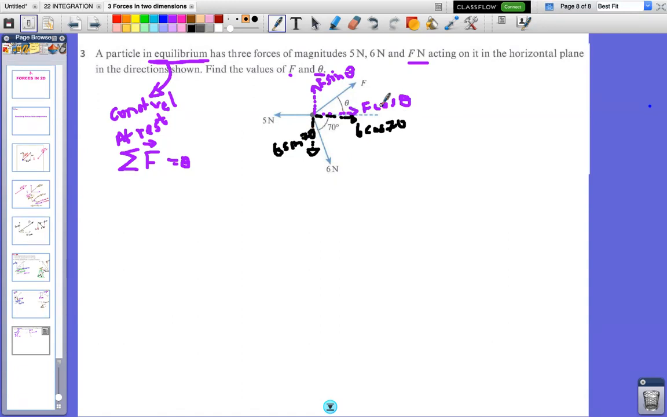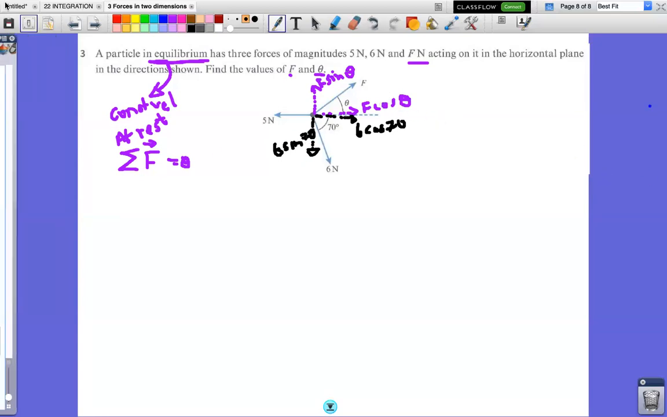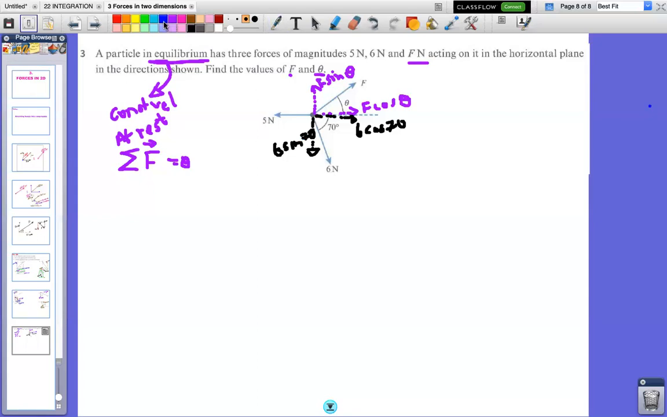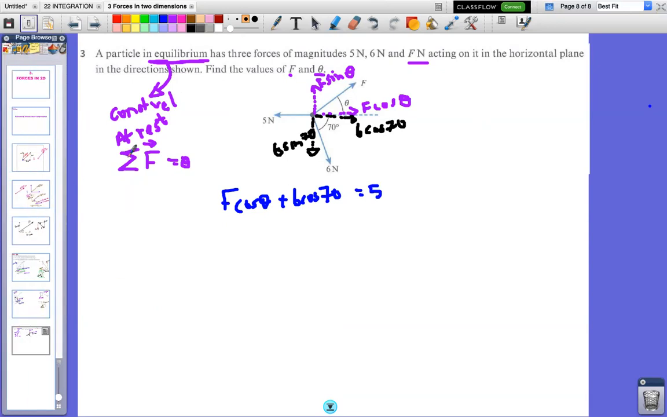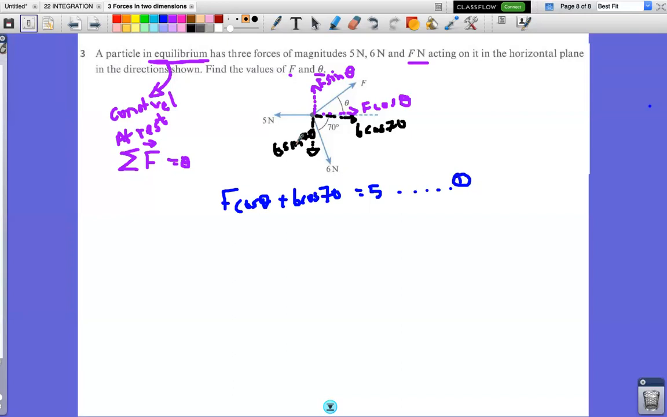So if the object is in equilibrium, then the sum of forces is 0, meaning that the total forces to the left should be the total forces to the right. So we will have F cos theta plus 6 cos 70 should be 5. This is equation 1. Because we are looking for two things, we have to form two equations and solve them.